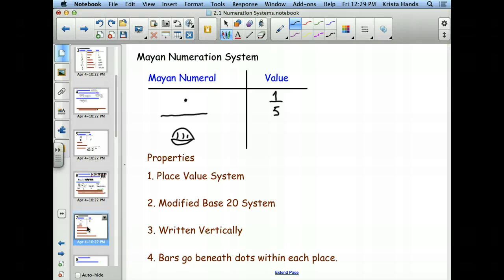Something like that. It's supposed to be a shell, like a clam shell. I didn't say I was an artist, right? I told you that just a minute ago.